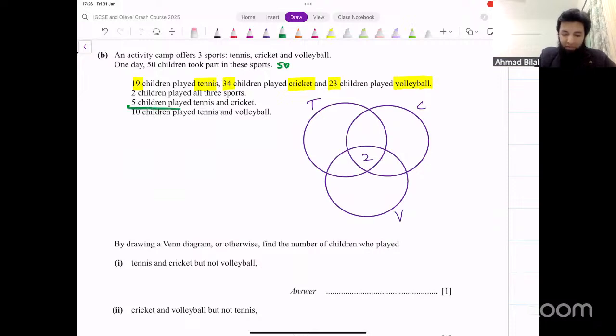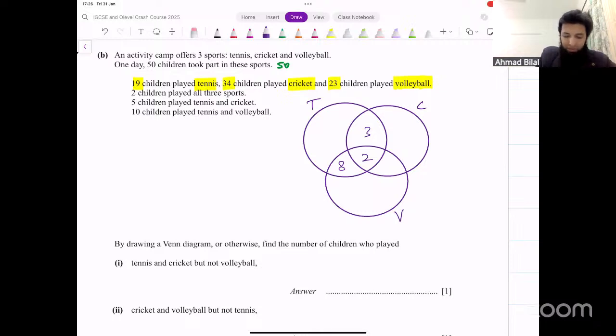Now, 5 children played tennis and cricket. That's this. In these two regions, the total number should be 5. If we know that the middle part is 2, then this part should be 3. 5 minus 2, this should be 3. And then they're saying 10 children played tennis and volleyball. That is these two regions. This total has to be 10. If we have 2 in the middle, how many should we have here? 8. Okay, so that's what we could mark until this point.